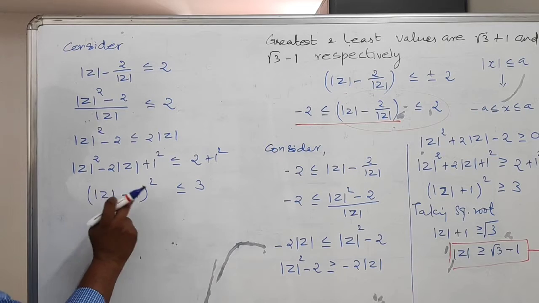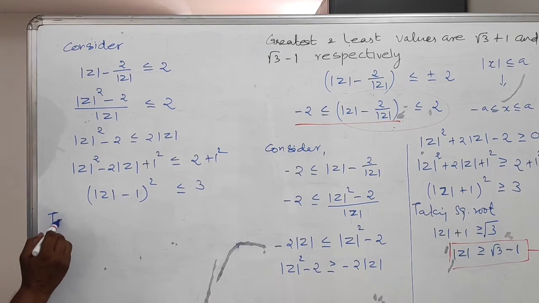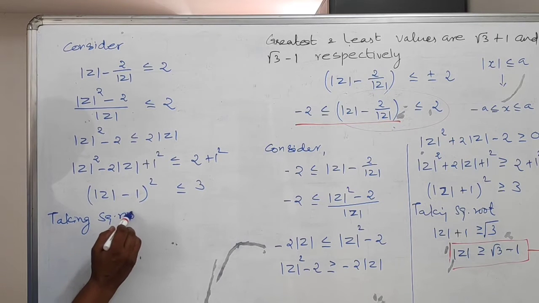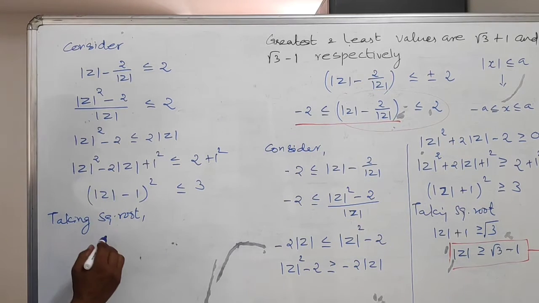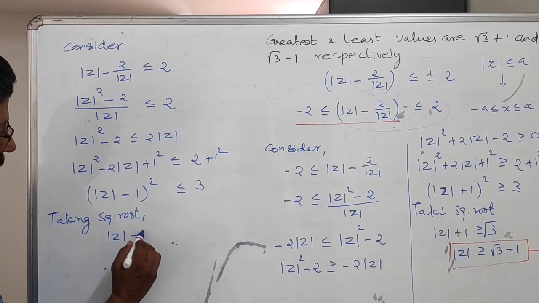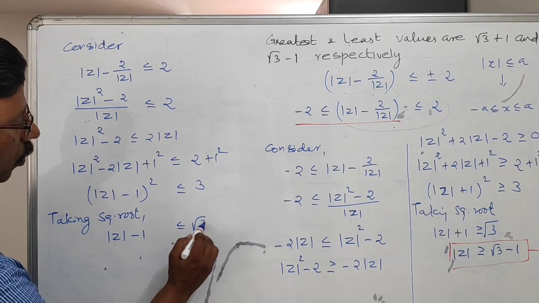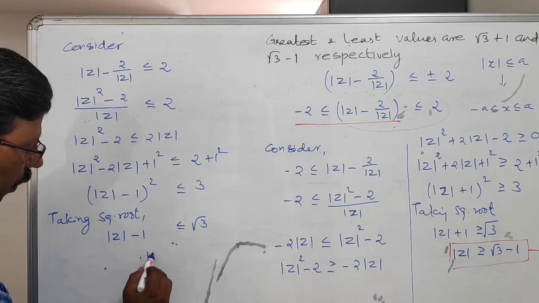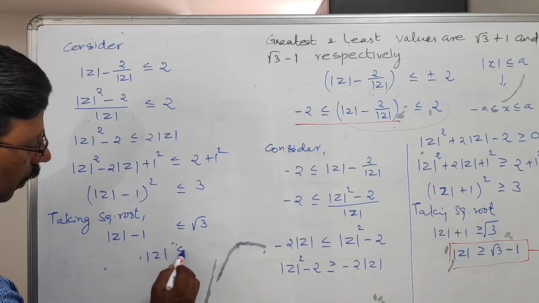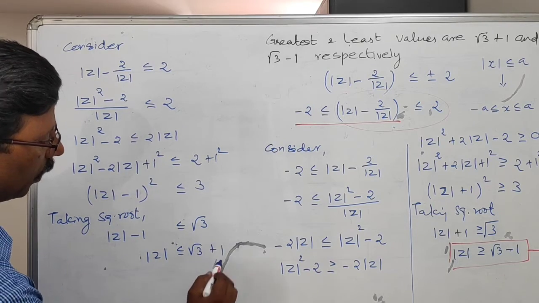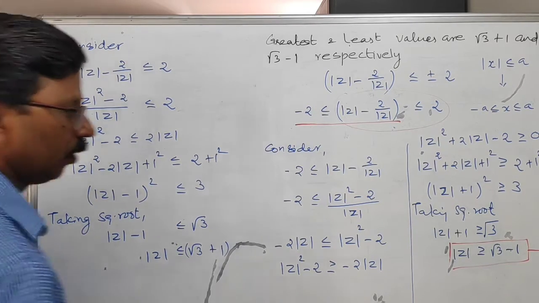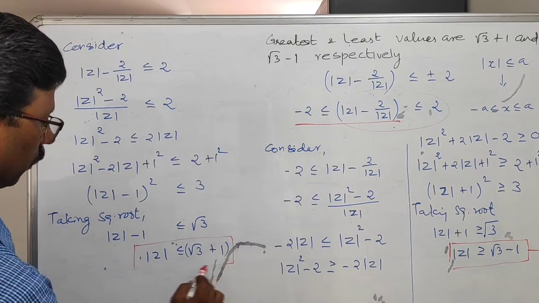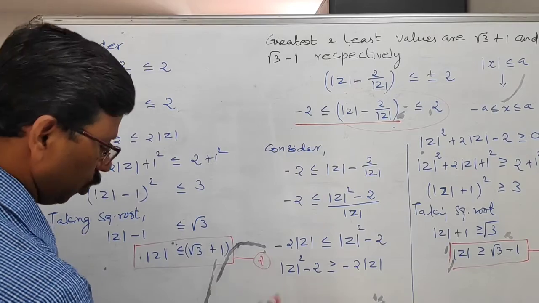Now here we are taking square root. Taking square root, we can get |z| − 1 ≤ √3. Now you can take this minus 1 to the right hand side, you can write |z| ≤ √3 + 1. Now this is another result. Have it as equation number 2.